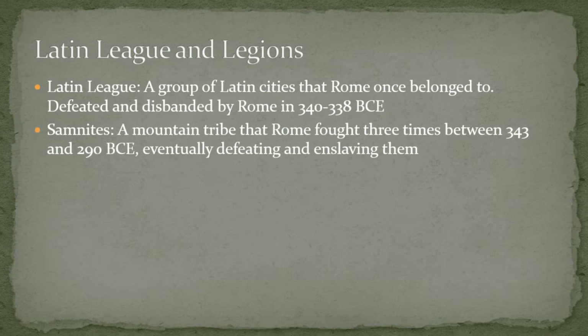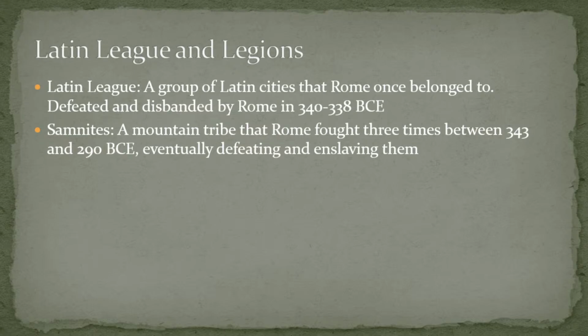Then there was the Samnites. This was a mountain tribe that Rome fought 3 times between 343 and 290 BCE. That's a lot of pretty consistent warfare. Now, for the most part, when Rome conquered a region, like the Etruscans or especially the Latin League, because they were Latins like the Romans were, they would more or less just absorb them into the Roman Republic. You're now part of the Roman Republic. You are now citizens. If you want representation, send people to Rome.